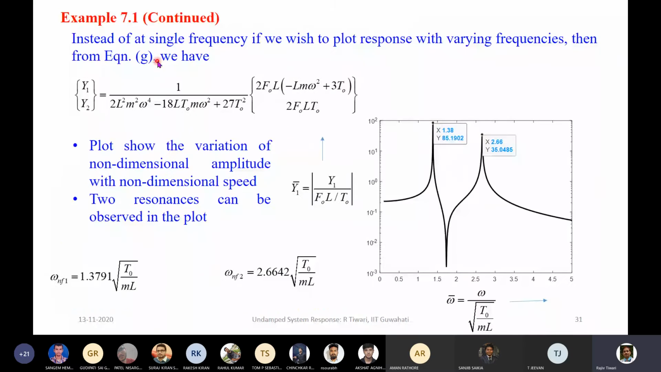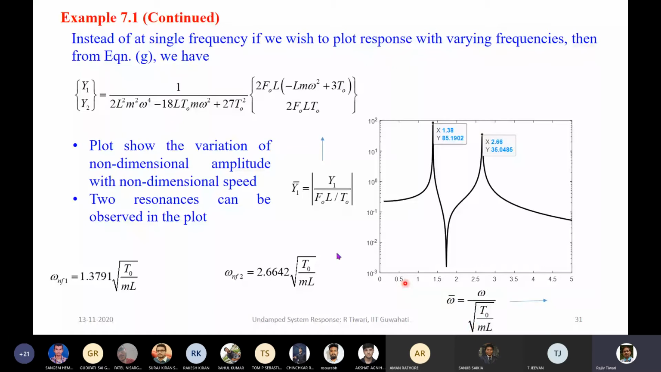So here, now we want to plot this response just to see how they look. Force response, steady state response, how they look like. So this is the response, and here what we have done is plotted this non-dimensional amplitude y1. One of them I have plotted, y2 also can be plotted on similar lines, against non-dimensional frequency.